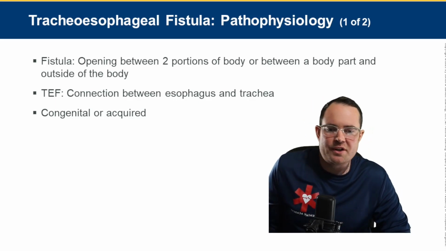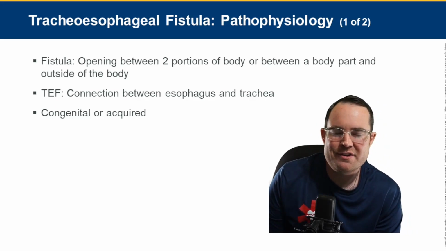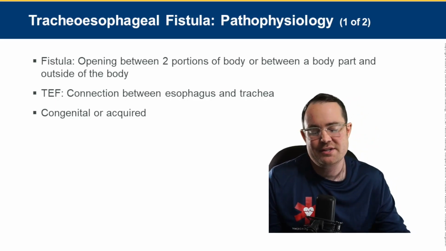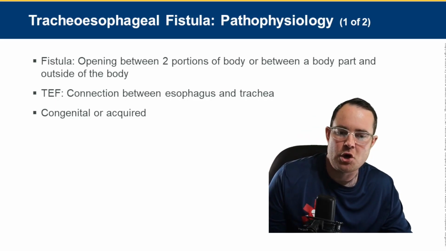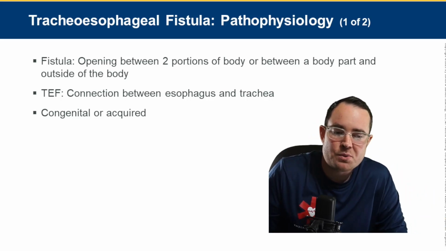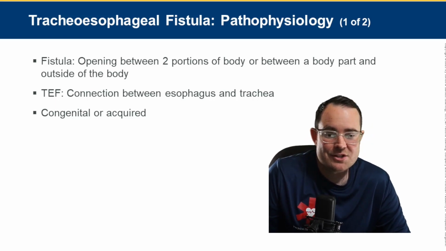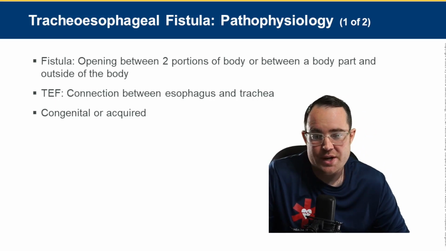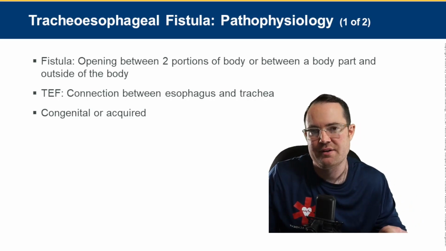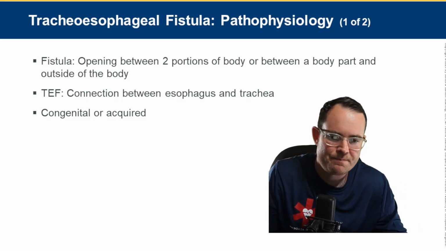So this first word that we're going to look at is tracheoesophageal fistula. Now, before we even talk about what that means, you got to know what a fistula is. It's here on the screen. It says a fistula is an opening between two portions of the body or between a body part and the outside of the body. Okay. So if you look at the name here, it says tracheoesophageal fistula. So you can already understand what's happening here. There's a connection between the trachea and the esophagus. Okay.